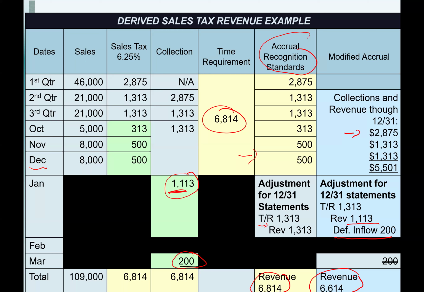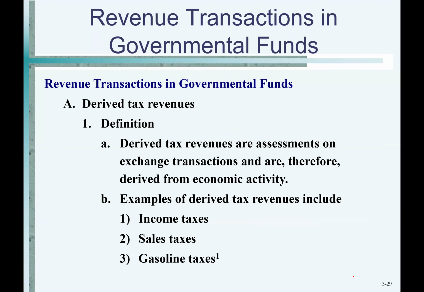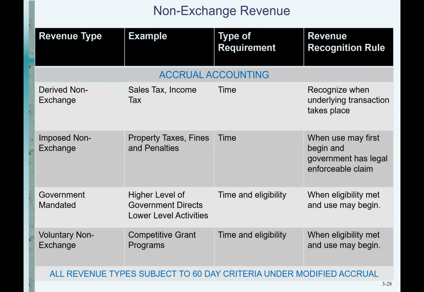Okay, good. Now, let's take a look at imposed non-exchange. And the example here is property taxes. Don't need to worry about eligibility. Do need to worry about time. And they tell us that we can recognize the revenue when use may begin, or the government has a legally enforceable claim. That's more relevant to fines and penalties than property taxes.